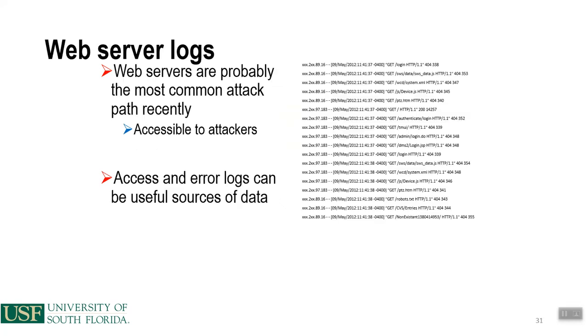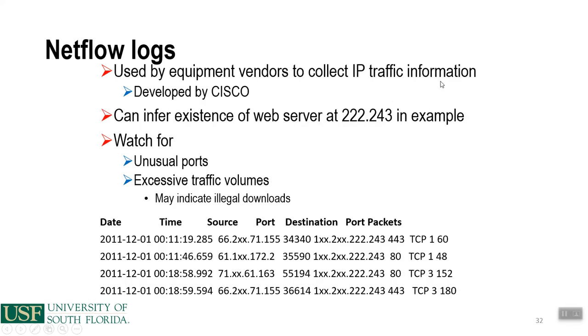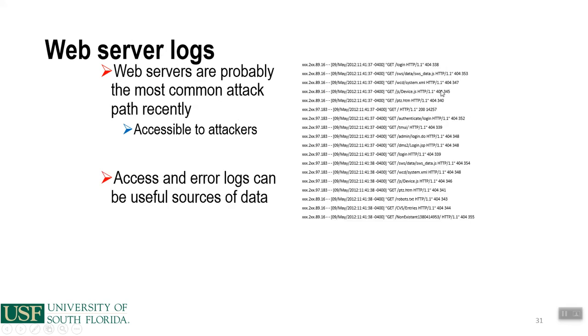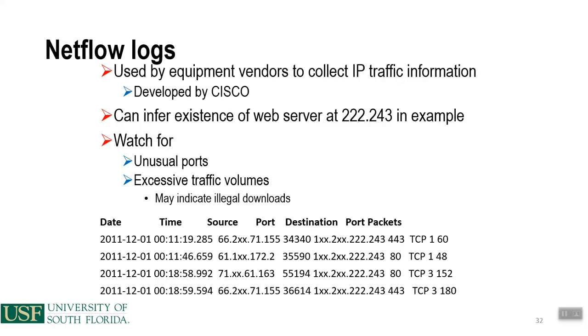Web server logs are probably the most common attack path seen recently. It's accessible to attackers. The access and error logs can be useful sources of data, so you can see who has access to what and what the different responses are for those accesses and so on. And so you want to use this whenever you're trying to look at the different web servers that have been breached and if there's been SQL injections and so on and so forth.